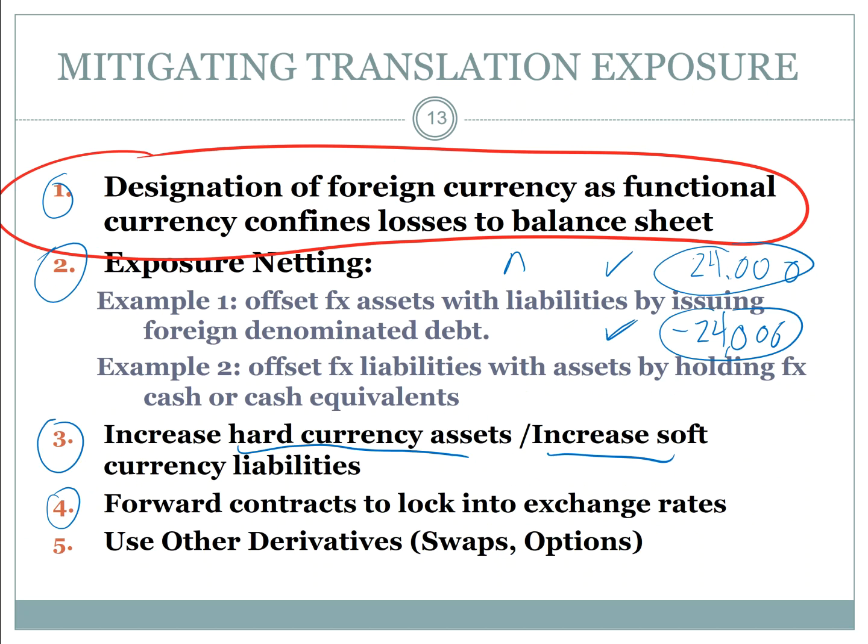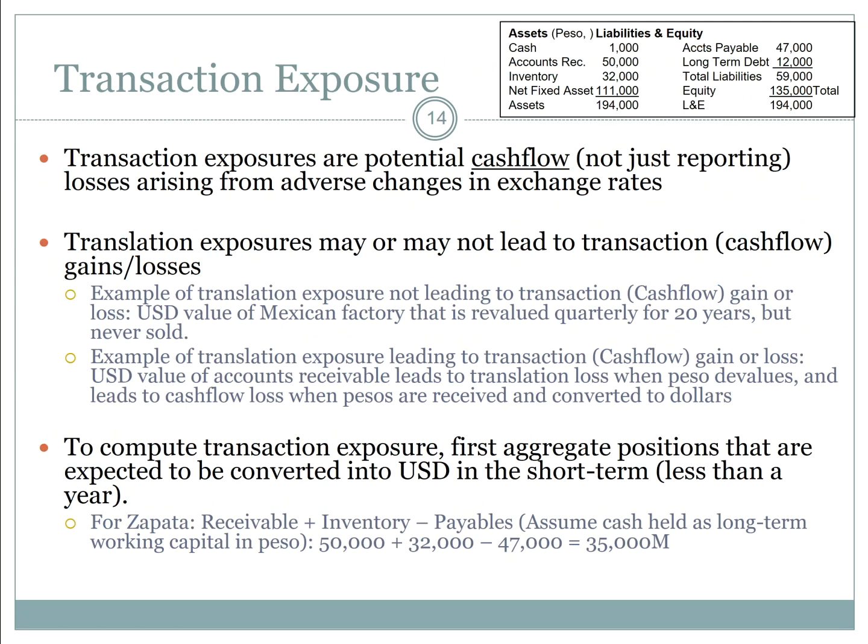So that's all translation exposure. Again, translation exposure is not cash flow changes. It may eventually be cash flow changes, but it's simply revaluing balance sheet items and then deciding where they get reported, in the balance sheet or income statement. Transaction exposure is actual cash flow exposure.